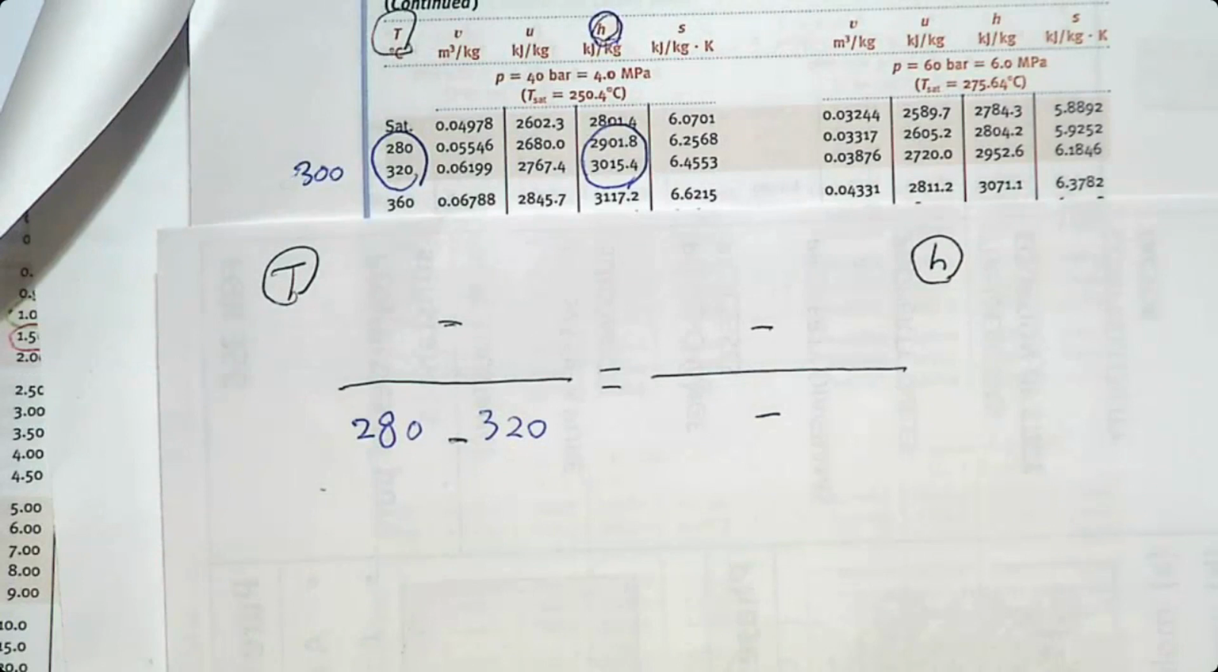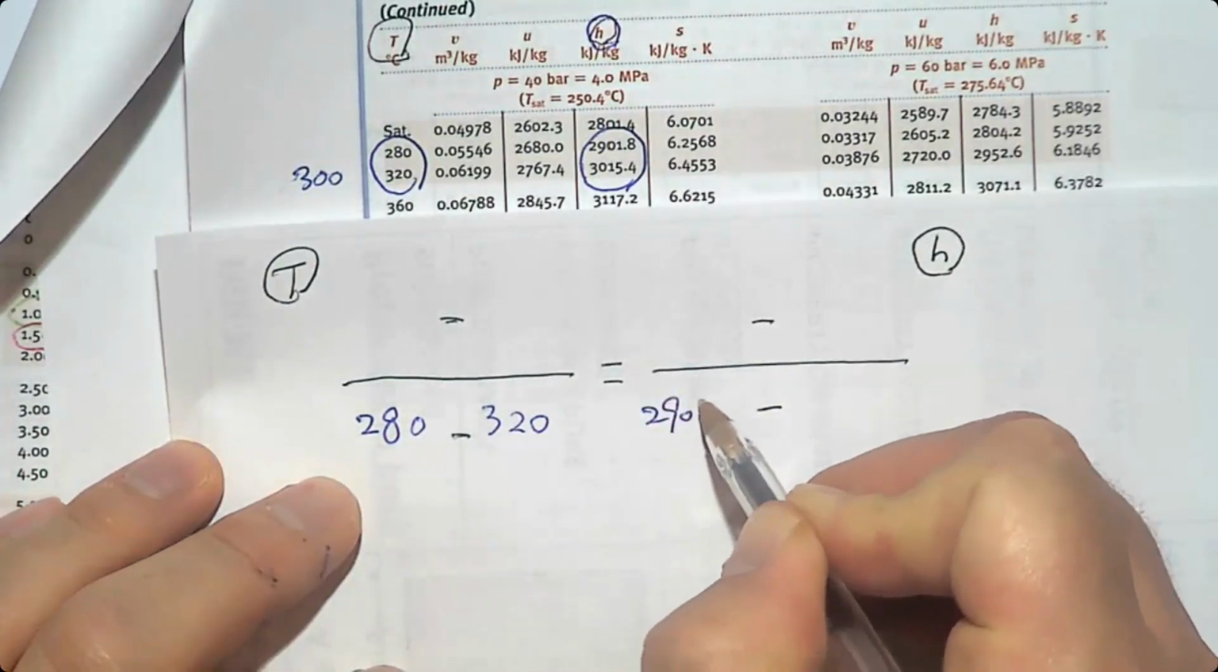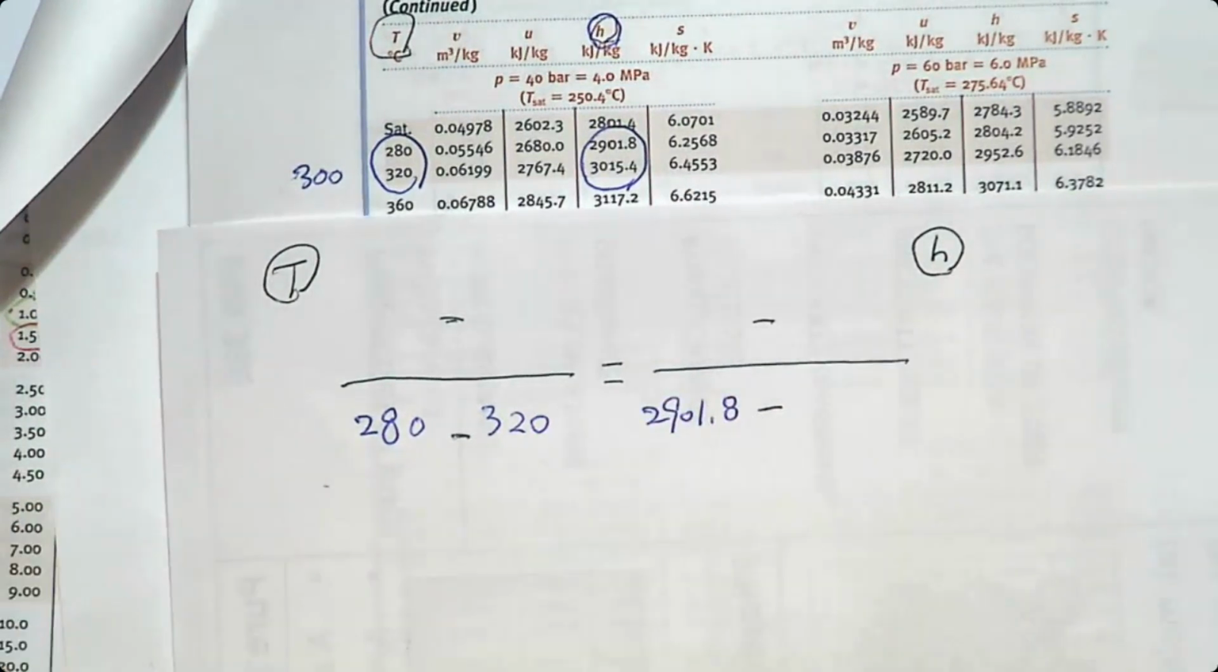So what is it? 2901.8. That is the H value at 280. What about the bottom right? Bottom right on the left-hand side, we have 320. So what is H at 320? H at 320 is 3015.4.